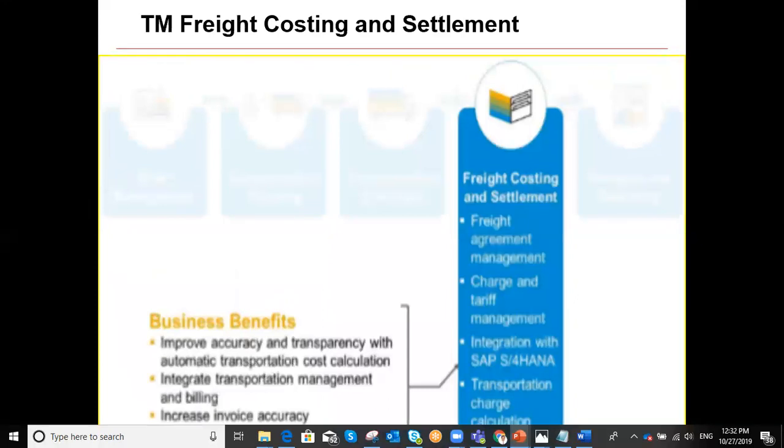Next, and second last of this topic, is the freight costing and settlement. Freight costing is the process of calculating the charges of the freight order, and settlement involves the methods to create the settlement document related to the billing and bank payments for the carrier agents or for the LSP, logistic service providers. Now the freight costing starts from the freight agreement management.